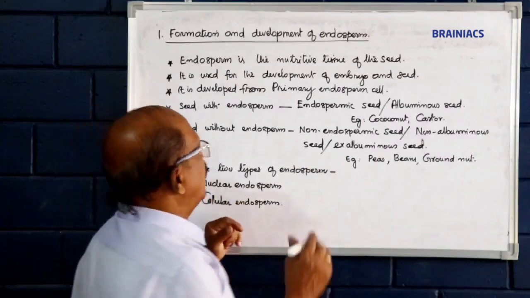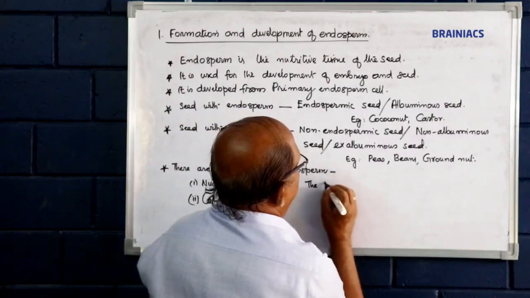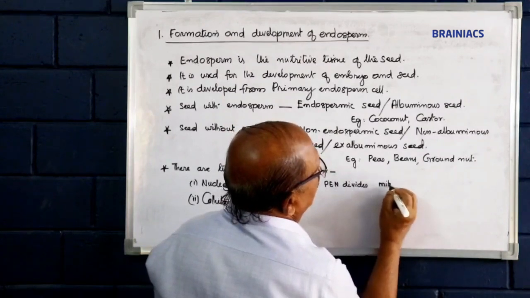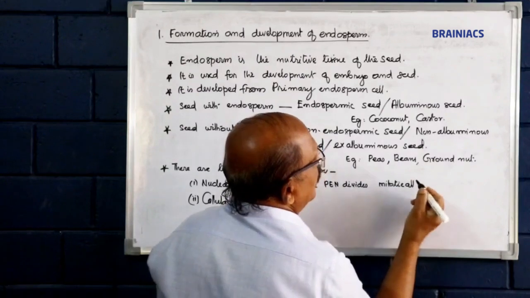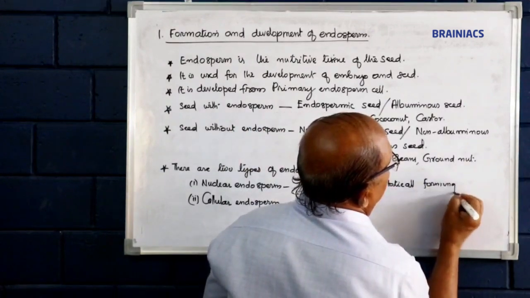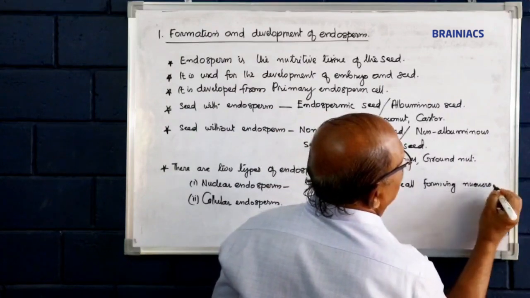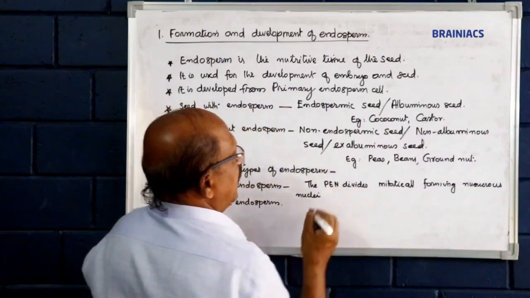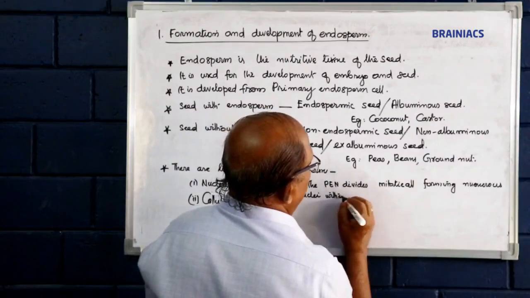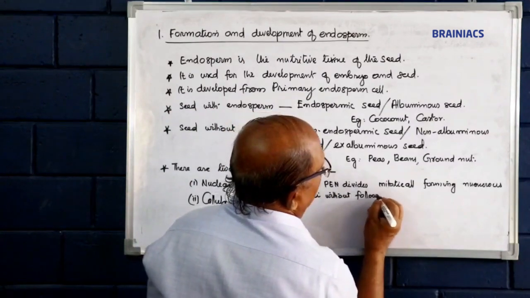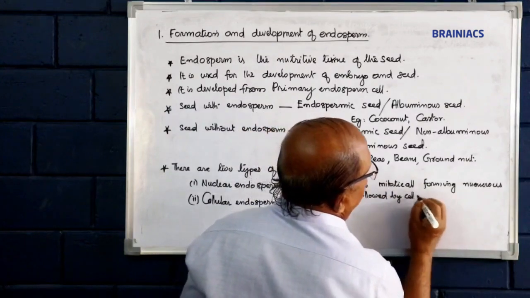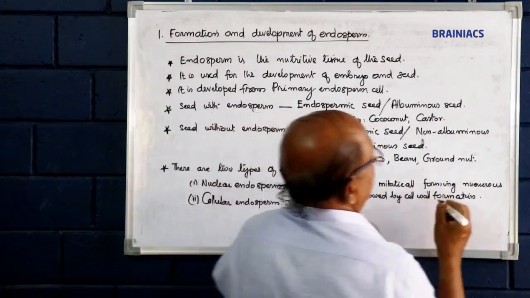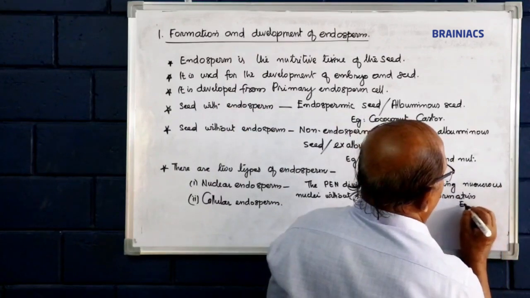And so nuclear endosperm. Here the primary endosperm nucleus divides mitotically, forming numerous nuclei without being followed by wall formation. That is example, coconut water.